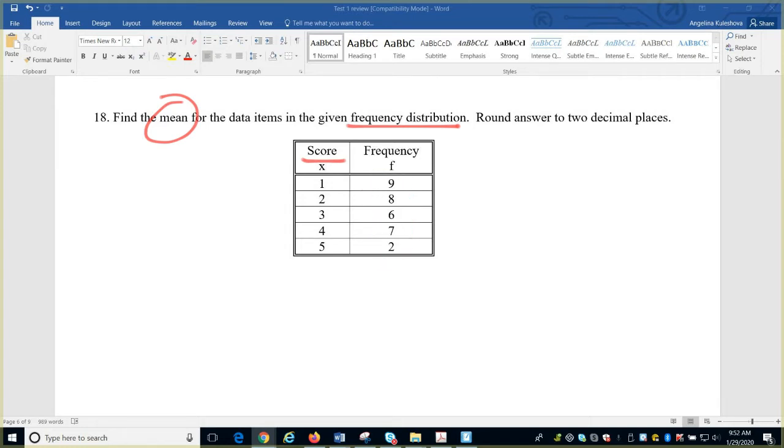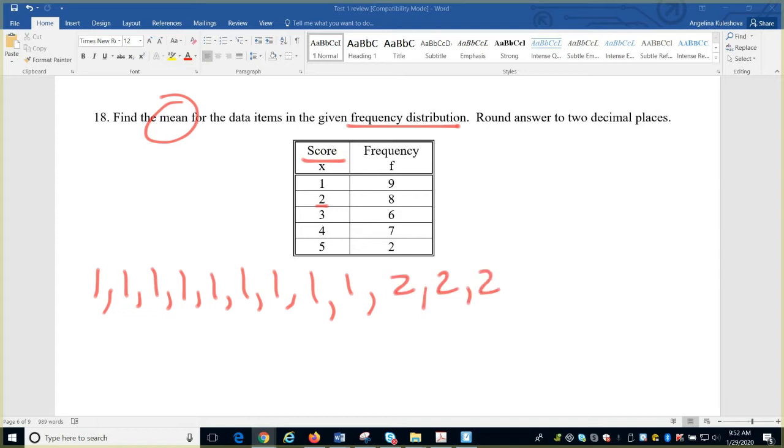If I were to start listing out my data values, my first score is 1, but I got 9 people with that score, so I would have to list it out 9 times. Okay, and the next score is 2. I got 8 people with that score. I have to list out 2 8 times, and so on.